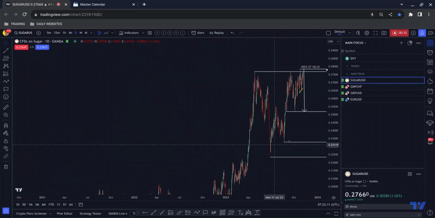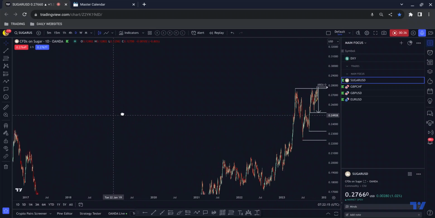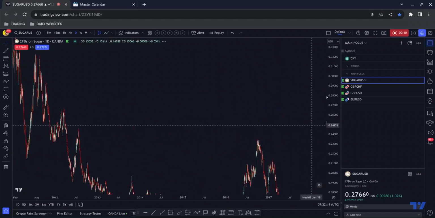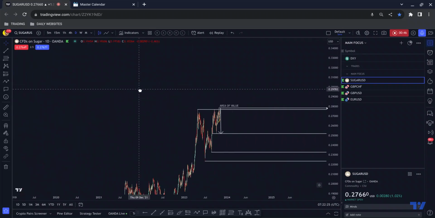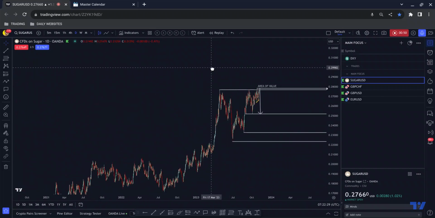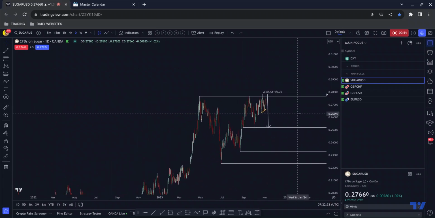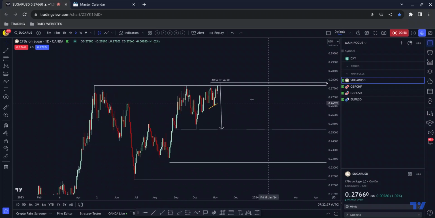So why am I looking at SugarUSD? I am looking at SugarUSD because if we just zoom out, if we just scroll to the left, you can see that we are at a significant high. The last time we got to the areas we are now was 10 years ago, 11 years ago. We are at a 5-6 month high, something like that. And the next question I ask myself is, how did we get there?